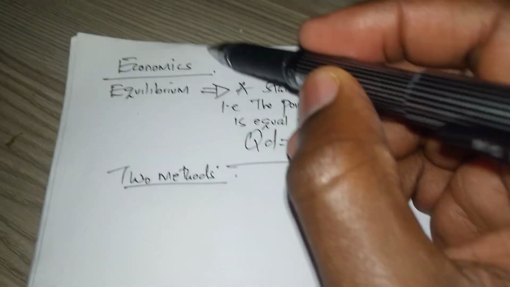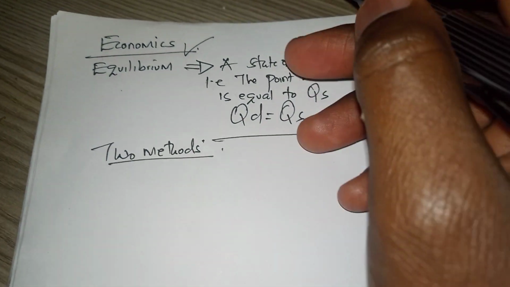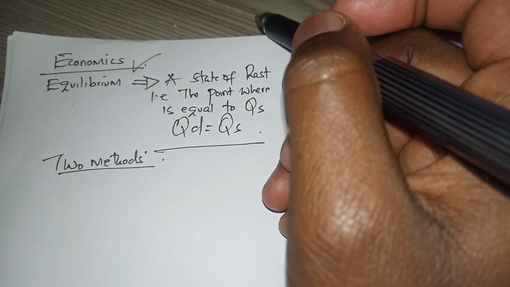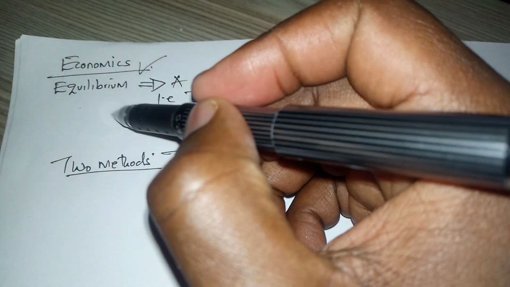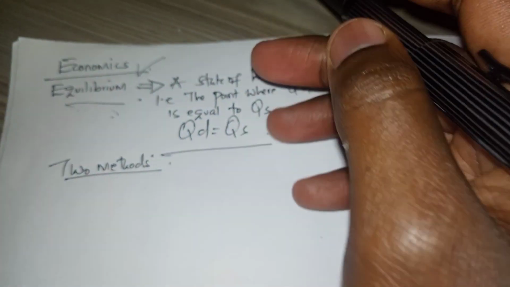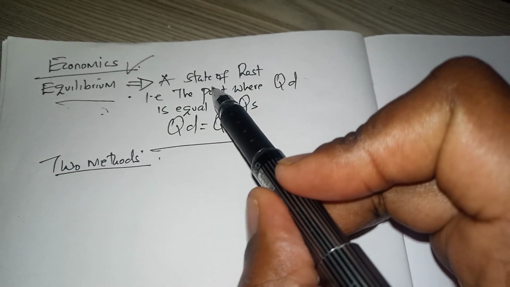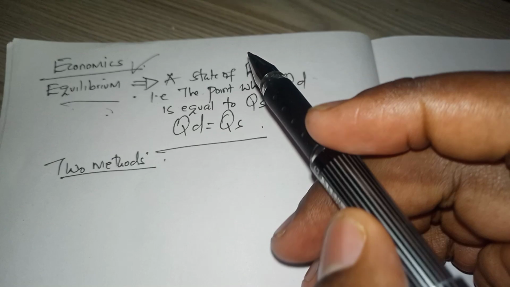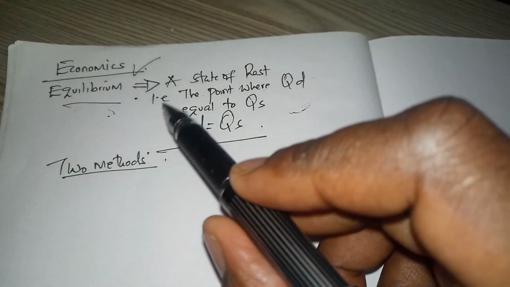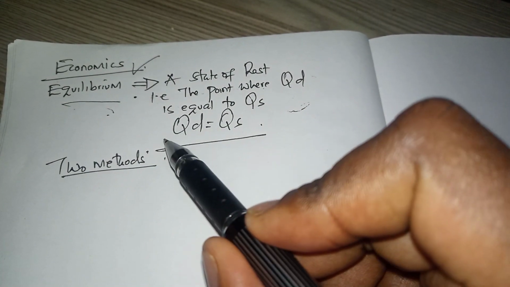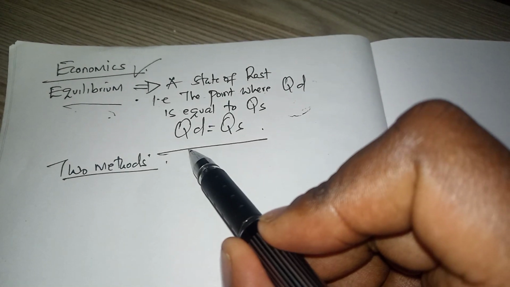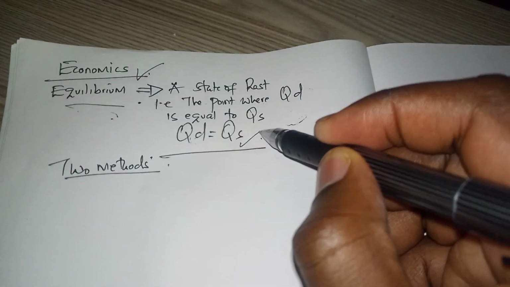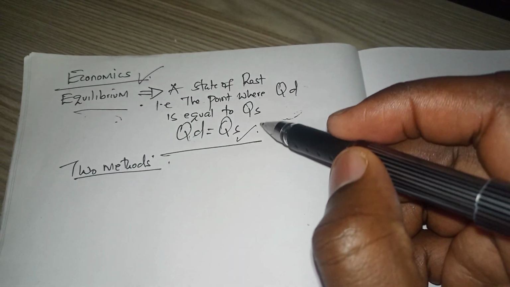In the study of economics, one of the topics that you're going to come across is equilibrium. And we define equilibrium as a state of rest. That is the point where QD, that is quantity demanded, is equal to QS, quantity supplied.